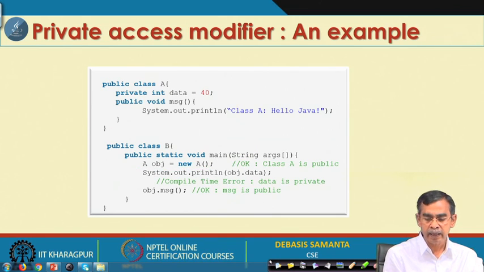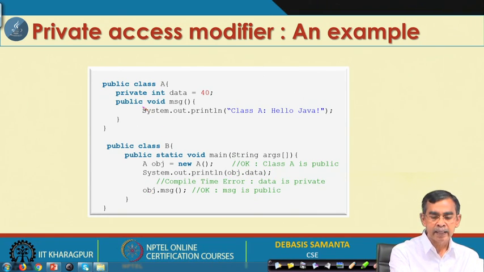So, this is not an error. And here you see System.out.println(obj.data). Now, here is a problem, because data is declared as private and we want to access it from class B. This will not be allowed, that means you cannot read the value of data by creating an object of class A. So, there is an error.